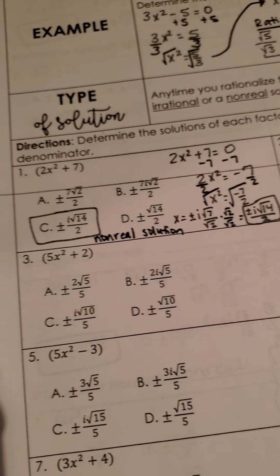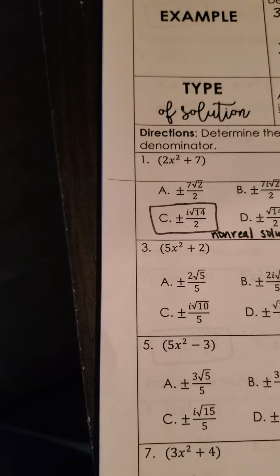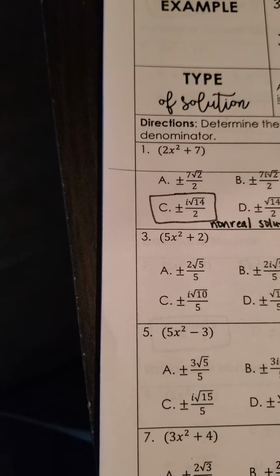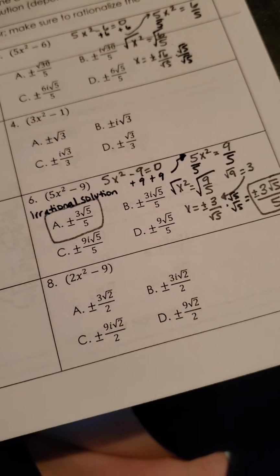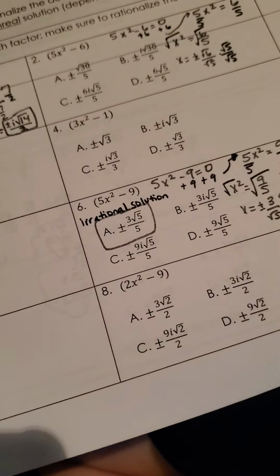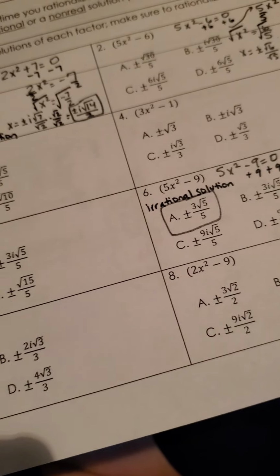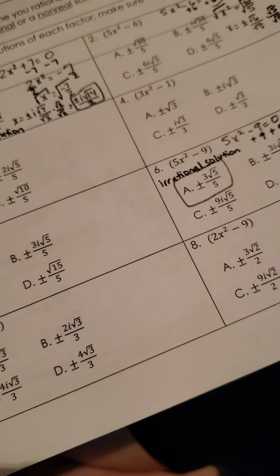So I'm just going to make up two random ones, or just kidding, no, I'm not. I'm going to show you number 1, like actually working it out, and number 6. So 2x squared plus 7.